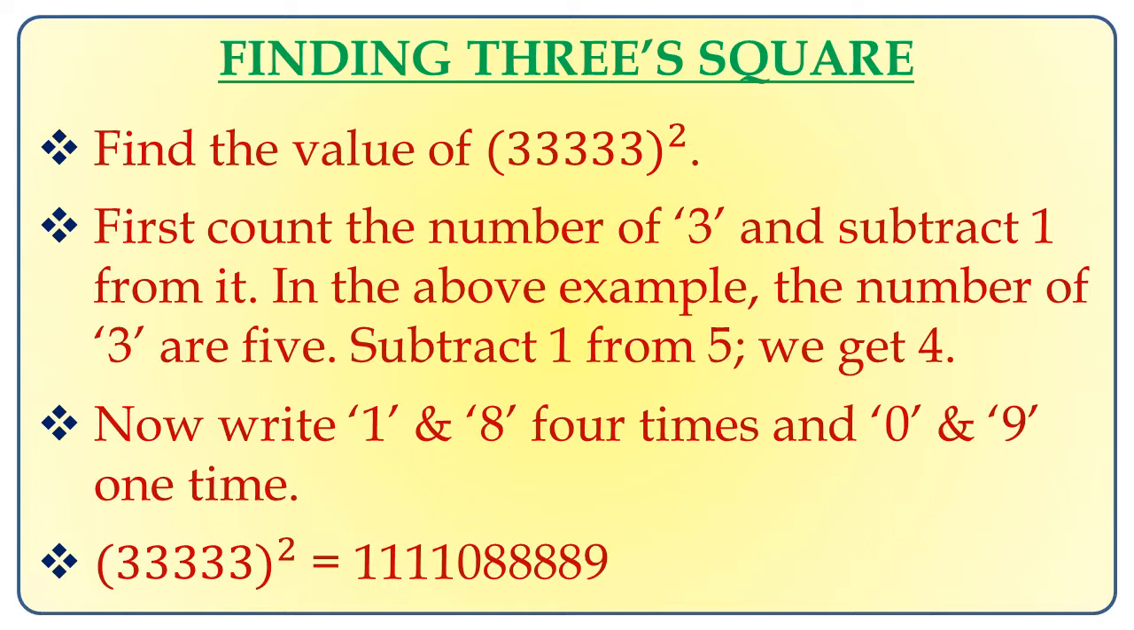Do not get confused. This process is very simple. Just count the given number of 3s. In this case, it is five 3s. Subtract 1 from it, you get 4. Now simply write 4 times 1 followed by 1 time 0, 4 times 8 followed by 1 time 9. Always 0 and 9 will be written only once, but 1 and 8 will get repeated.